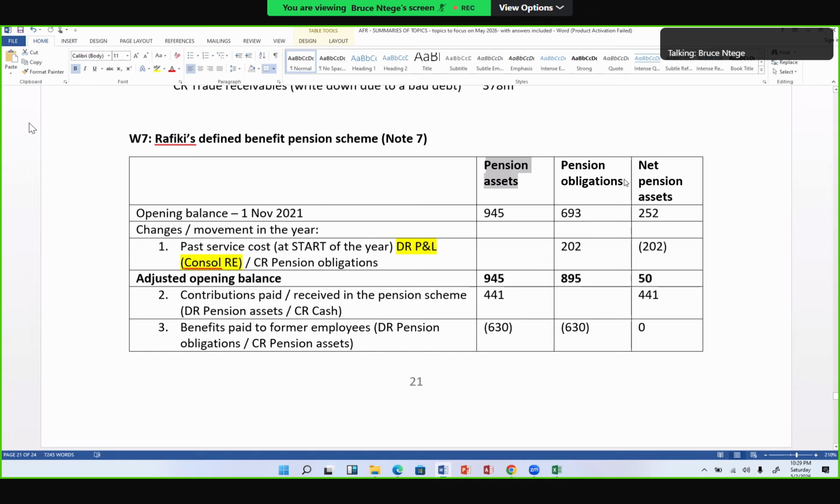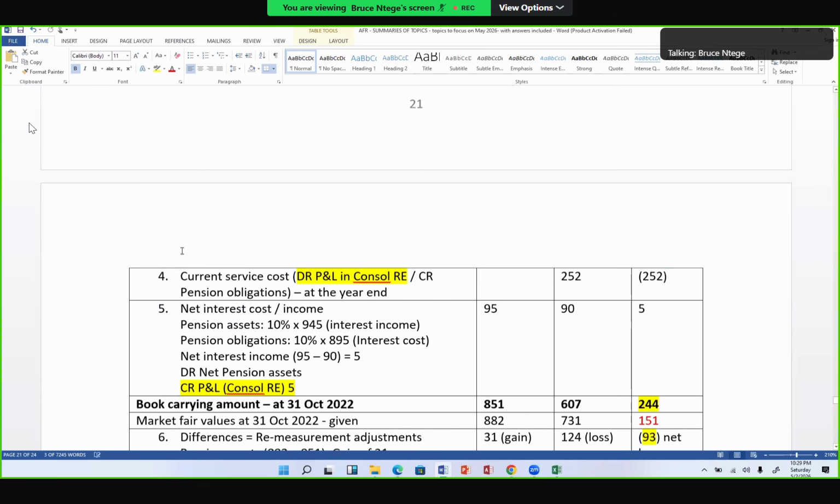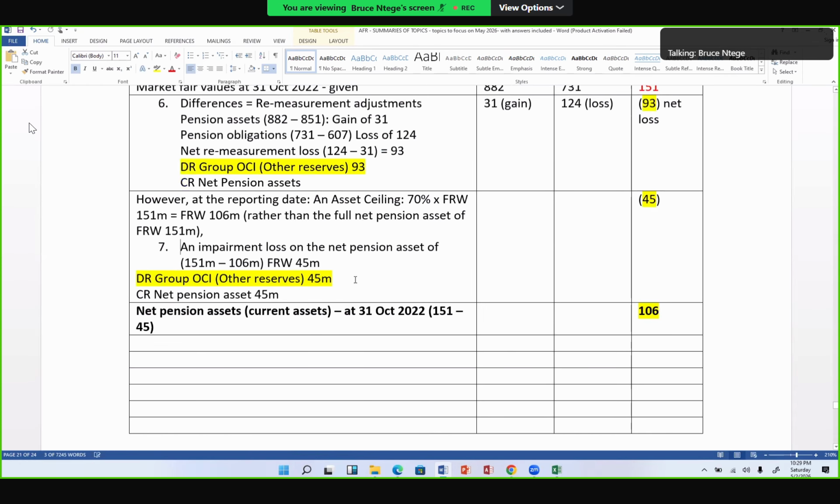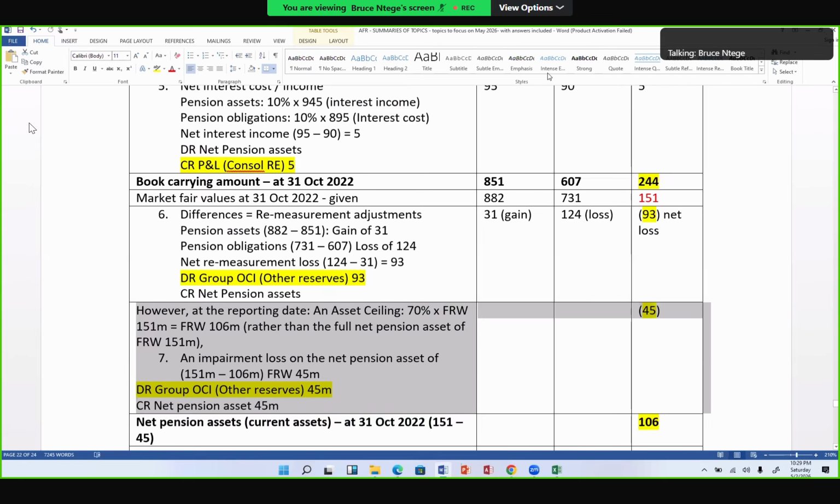So this thing here will be called net pension obligation, not net pension asset. And you'll have all these transactions, most likely, but you'll not have number 7. So number 7 only comes when you have a net pension asset. So you'll not have this one here. But the others will still be there in figures and in the double entry. So to the person who's asking me, then you do what we've done today, apart from the asset ceiling adjustment.